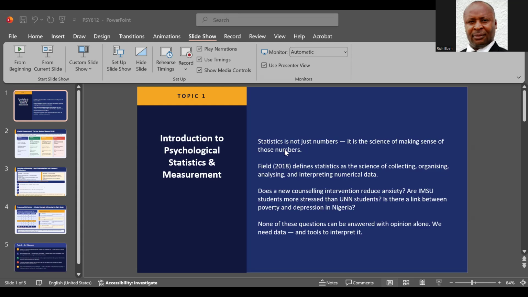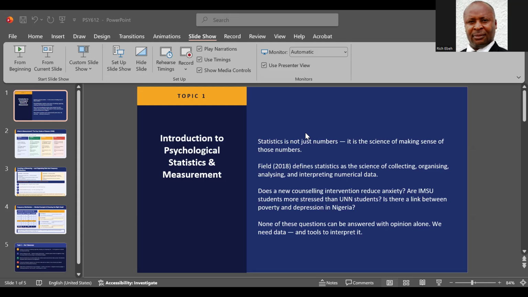So think of statistics like a doctor who says, I think your blood pressure might be high, which is a guess. But a doctor who measures your blood pressure and says, your reading is 150 over 95, which is significantly above the normal range. The doctor is using data and tools to give you something precise, something you can act on. And that is what psychological statistics does for us.